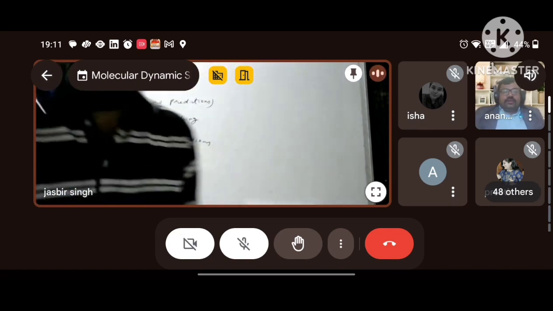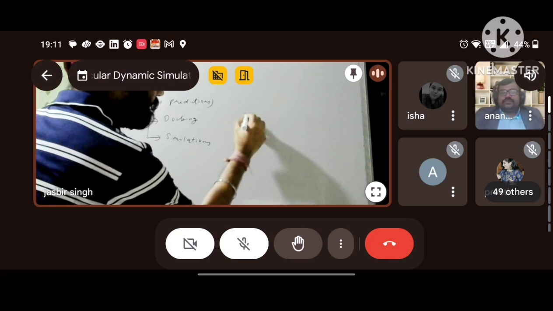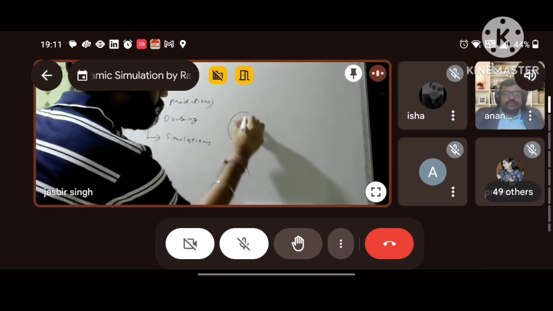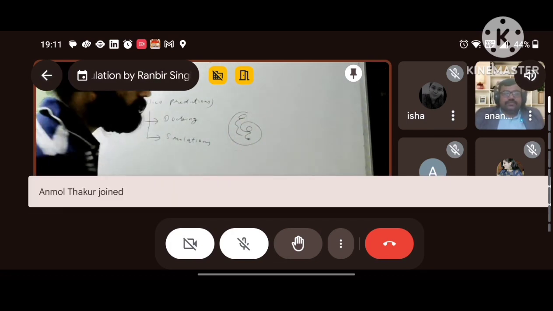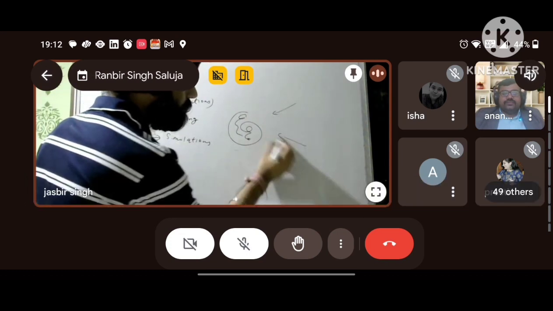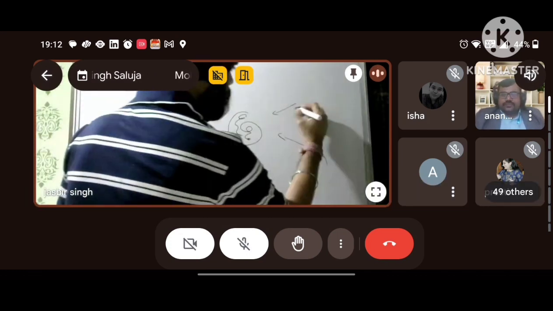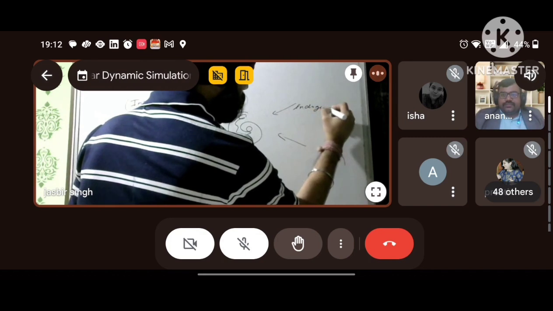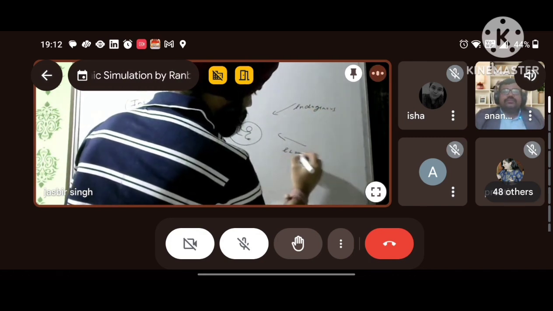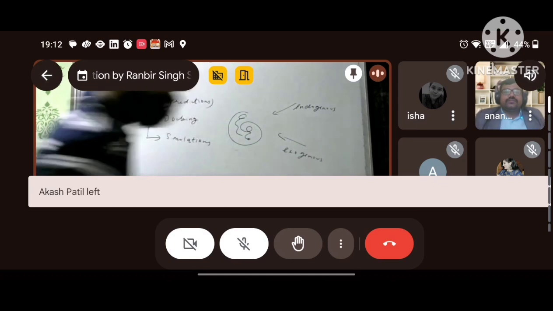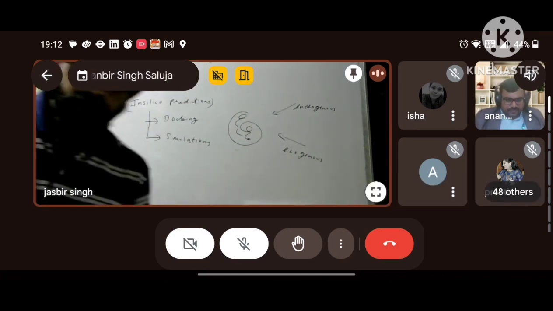Let's just mention this here. If we have a protein like this, which is coiled here, I will have two things binding to it. First will be endogenous ligands and exogenous ligands. So I can have these two things binding to it.